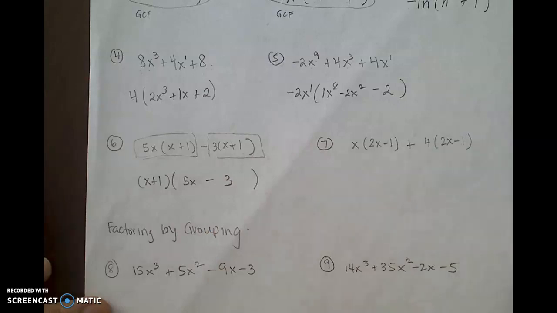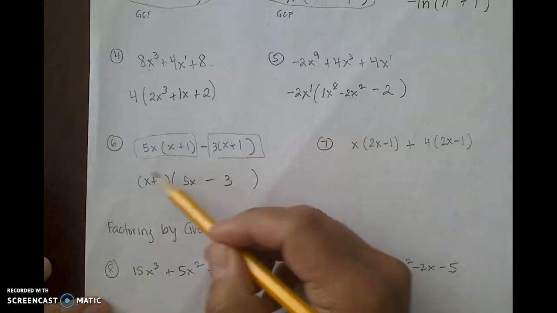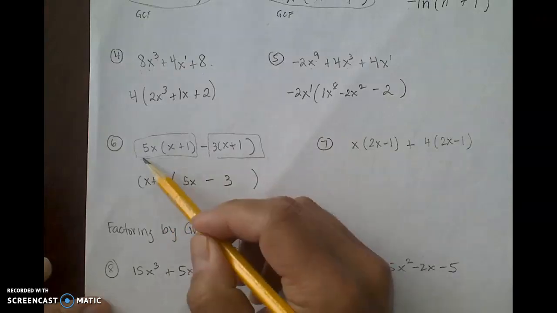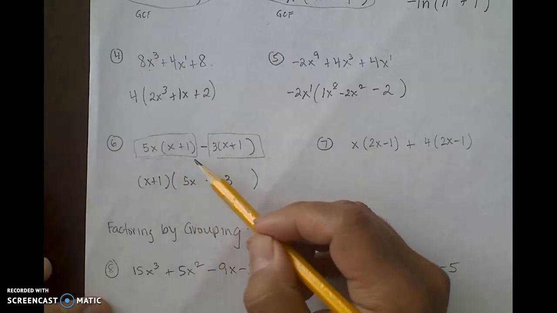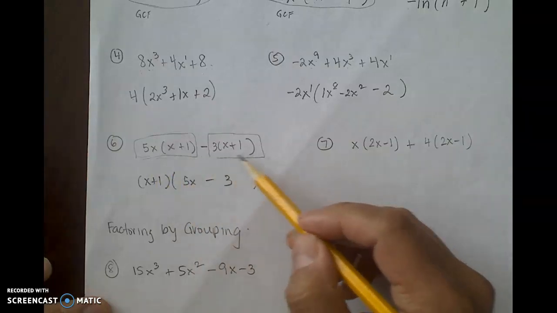Right, again, the way you know you did this right, I can take my GCF, distribute it through the parentheses. X plus 1 times 5x is 5x times x plus 1. X plus 1 times negative 3 is negative 3 times x plus 1.